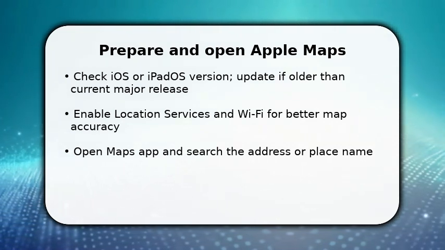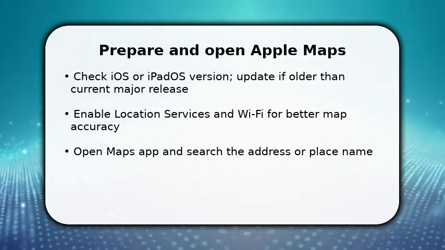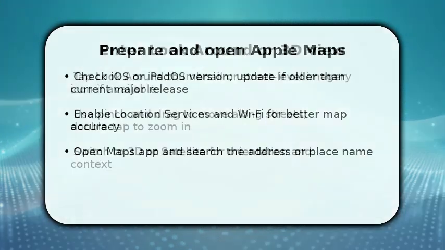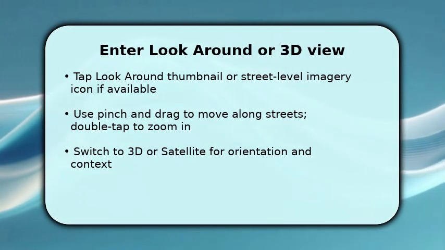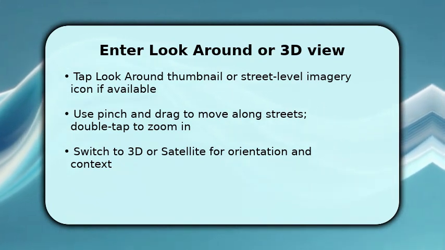You're beginning the step that swaps a map pin for a visual exploration, so focus on getting the correct place card before moving to view. Once you've opened the place card, tap the look around thumbnail or the street-level imagery icon. That launches the immersive view.